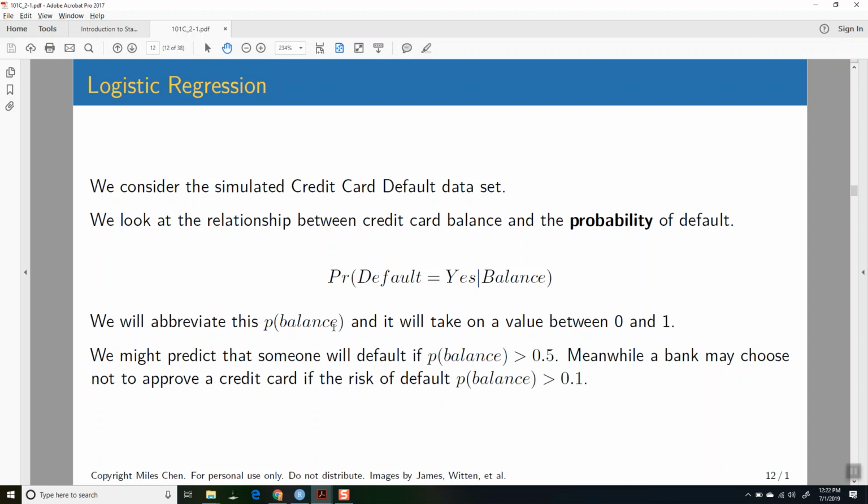Okay, and once we have this function, then we can use it for stuff. We can say, maybe we'll predict that if the probability based on the balance is greater than 0.5, that means we'll predict that they will default on their payment. Or, if you're a bank and you're choosing who to approve loans for, maybe you'll say, what, if the probability of default is over 10%, don't let them open a credit card, okay? Or something like that, who knows.